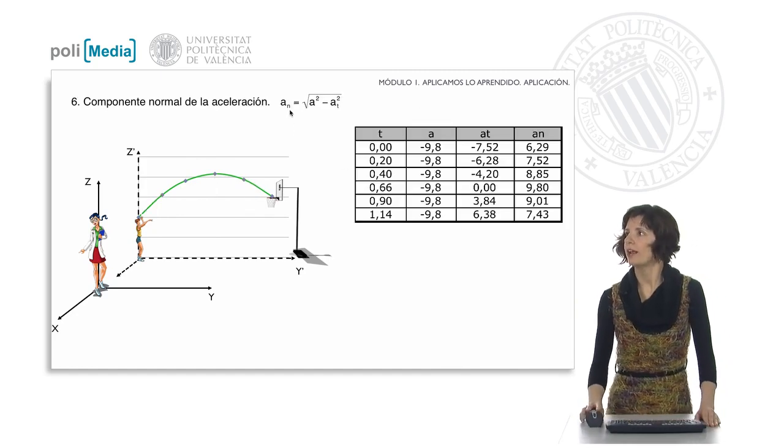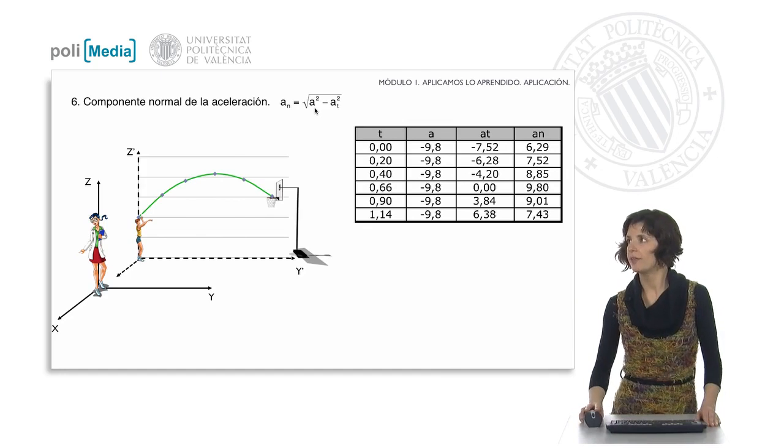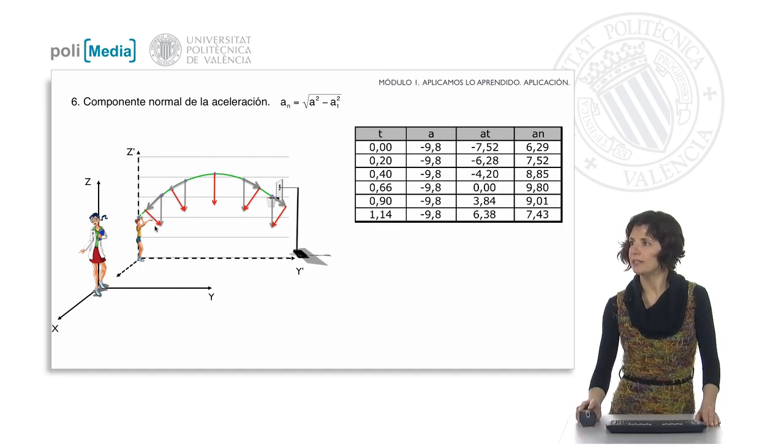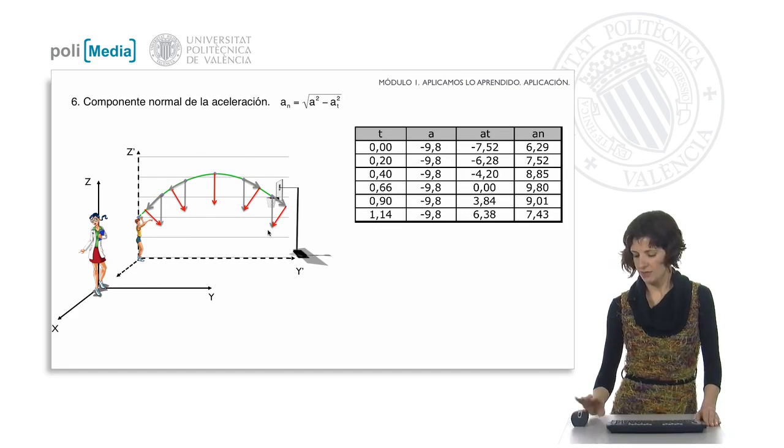We will now calculate the normal acceleration as the square root of the magnitude of the acceleration squared minus the tangential acceleration squared. From the values of the acceleration and the tangential acceleration, I calculate the different values of the normal acceleration. We can observe that the normal acceleration is increasing until it reaches the point of maximum altitude and then decreases again.